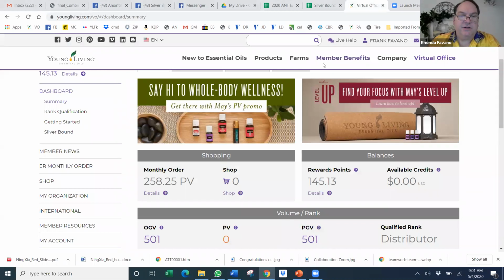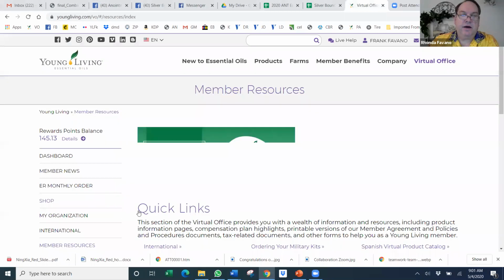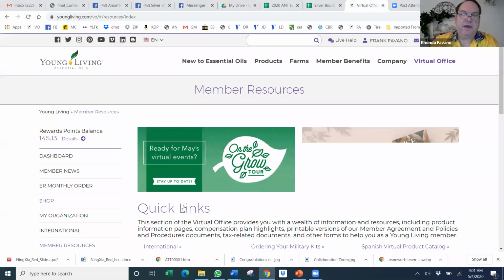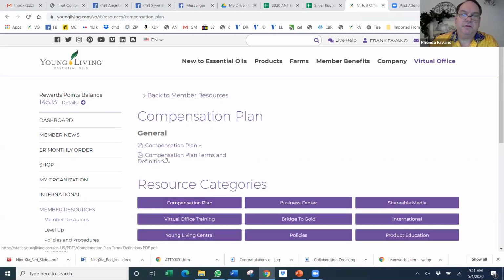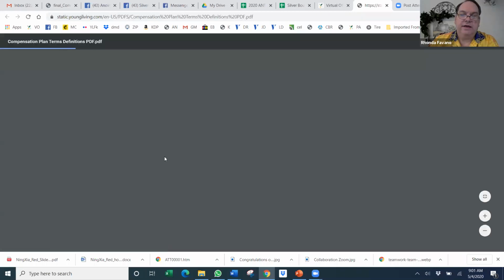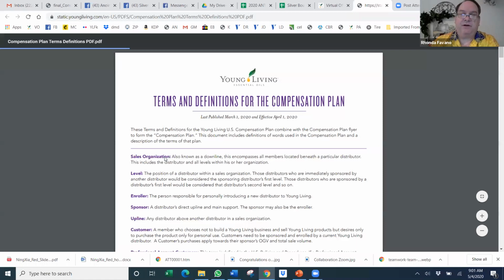And this is just two places I think everybody needs to look. So I would help your people who are interested in building a business. Under member resources, click over here, and then on the comp plan, right there, and then there's terms and definitions. They give kind of an overview of it in the little comp plan thing, but I want to show you where to get all the stuff.